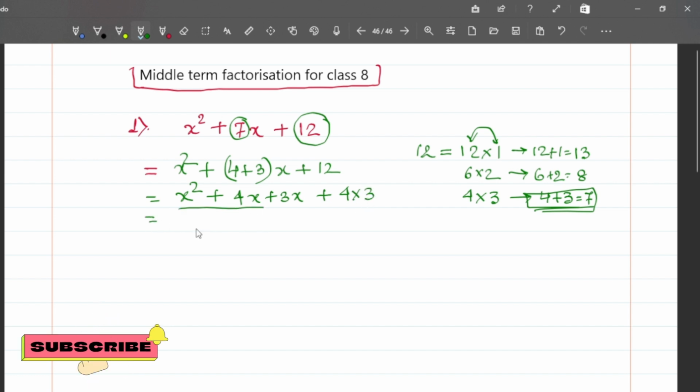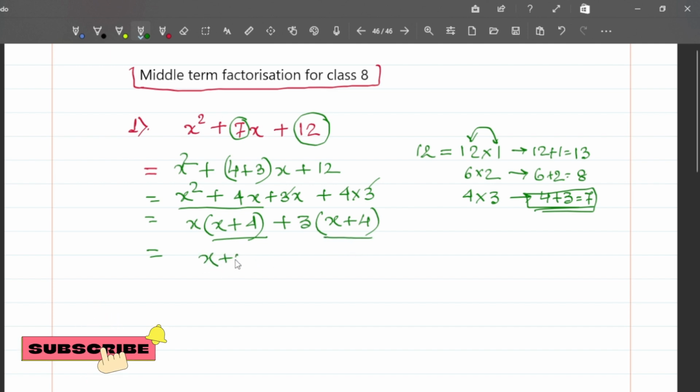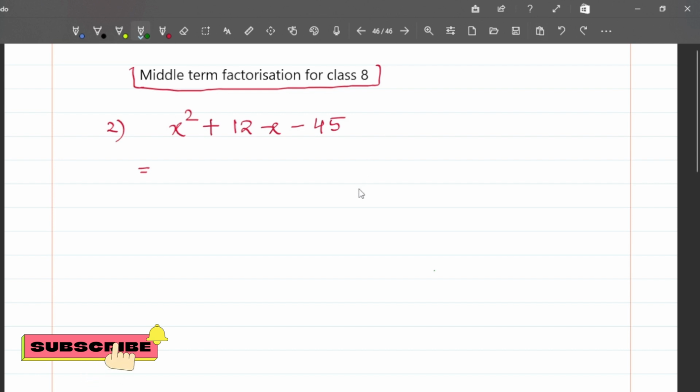Now take common from the first and second term, x plus 4, and take common 3, x plus 4. Again here there are two factors, x plus 4 is a common part. So take x plus 4 as a common and x plus 3. So that is your answer. Let's take another example.